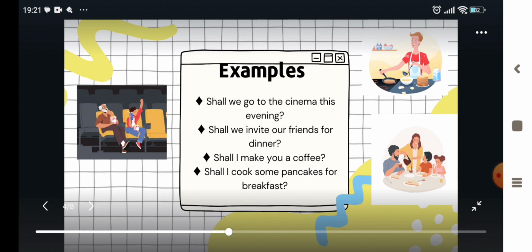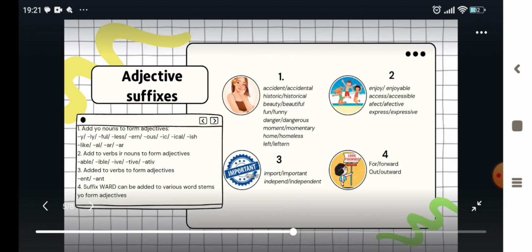Okay, remember this. This is a way to express cordiality, maybe a polite way to suggest something or ask for something in a formal way. Okay, let's start with the second grammar. Okay, continue with this grammar.